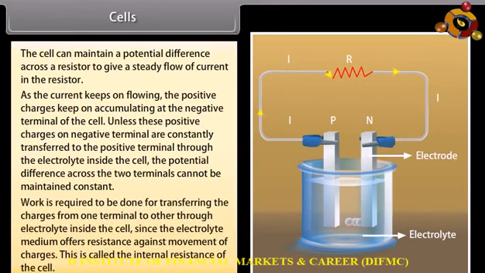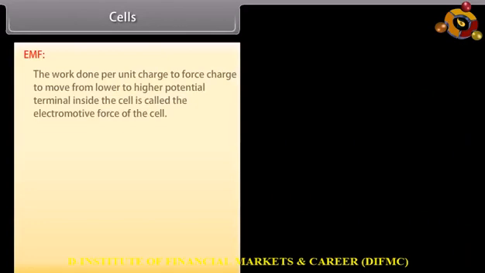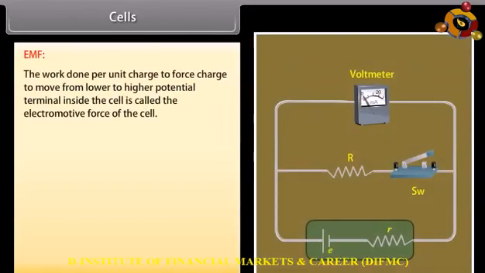Work is required to be done for transferring the charges from one terminal to the other through the electrolyte inside the cell, since the electrolyte medium offers resistance against the movement of charges. This is called the internal resistance of the cell. EMF. The work done per unit charge to force charge to move from lower to higher potential terminal inside the cell is called the electromotive force of the cell.